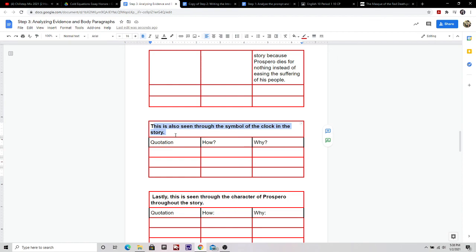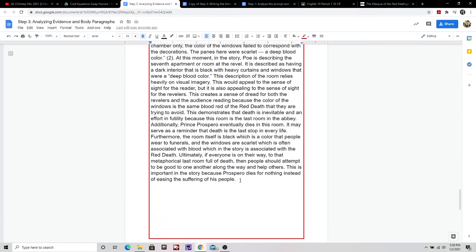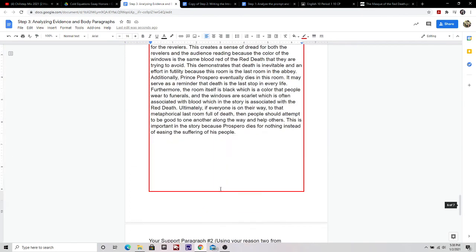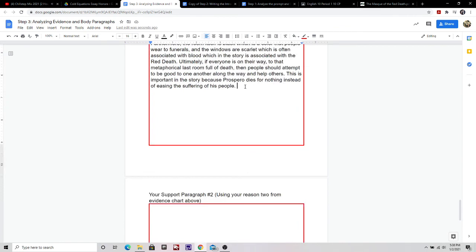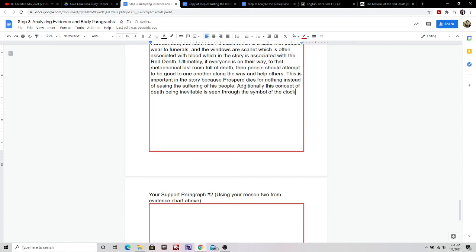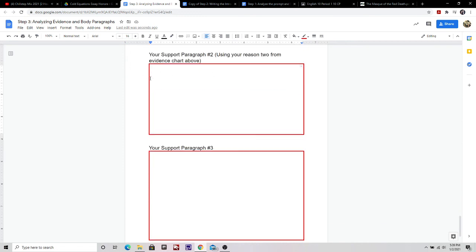This is also seen through the clock, right? So if my first paragraph is talking about imagery and I know I'm going into my second paragraph, let's pretend this is my second or third piece of evidence, right? I might say, additionally, this concept of death being inevitable is seen through the symbol of the clock. Right? Now that's in my first paragraph, but it's previewing what I'm going to talk about in my second paragraph, right? Then my topic sentence for my second paragraph would go here about the clock, so it's a nice transition between the two, right? It's like as if you're gluing them together, okay?